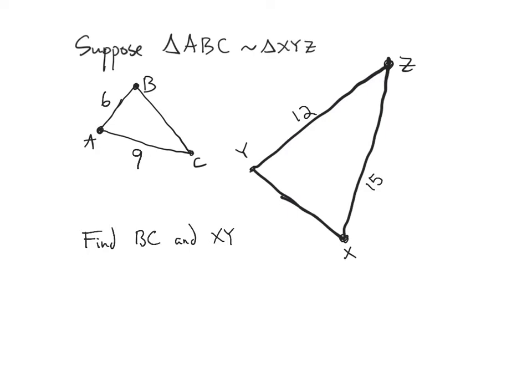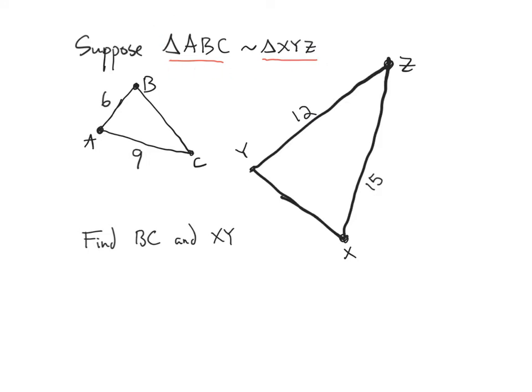All right. So we're told that these guys are similar, which is great. That tells us that all pairs of corresponding sides are in the same ratio. So the correspondence is given in the name of the triangles. So we know that AB corresponds to XY, AC corresponds to XZ, and BC corresponds to YZ.